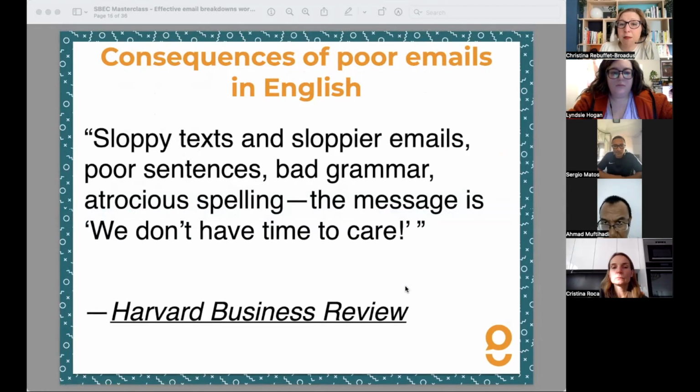Harvard Business Review said that, and again, you've got the link to the original article if you want to check this out: sloppy text and sloppier emails. Sloppy just means very messy, very unclean, bad, basically. Poor sentences, bad grammar, atrocious or terrible spelling, the message that you're sending is, I don't have time to care.